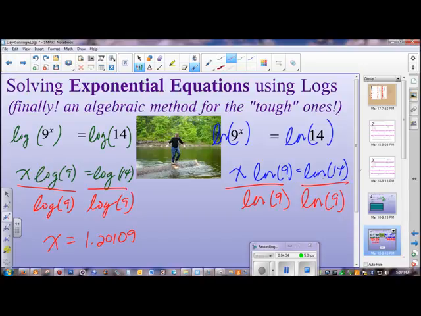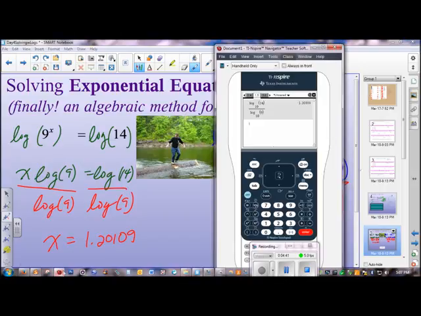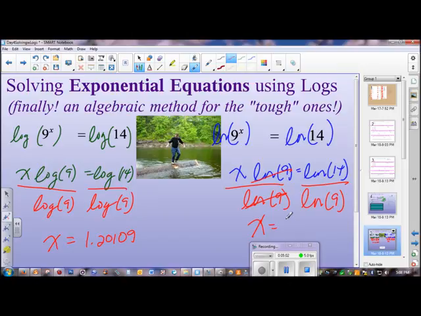Again, it's time to pick up our calculator because we've got x equals on the left and just a number on the right. So in the calculator we can type a fraction template and find the natural log of 14 on the top and the natural log of 9 on the bottom, and I have the exact same result as the last time, 1.20109. That should prove to you that it doesn't matter which one you use, as long as you do the same on both sides.